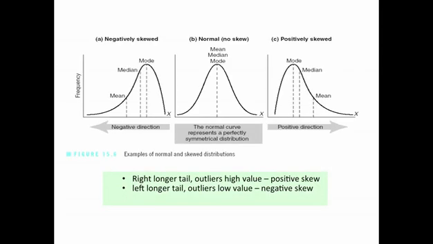As you can see in these figures, the tails of a skewed distribution are unequal, not symmetrical. The direction of the longer tail gives you the direction of the skew. So if the right tail is longer, outliers have higher values, representing a positive skew. If the left tail is longer, outliers have lower values, representing a negative skew.